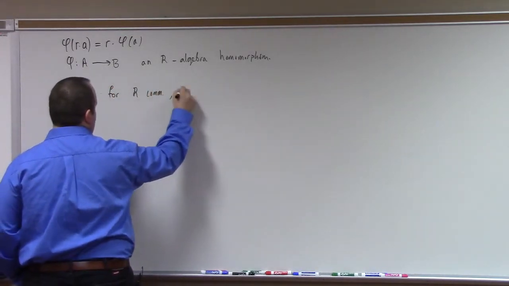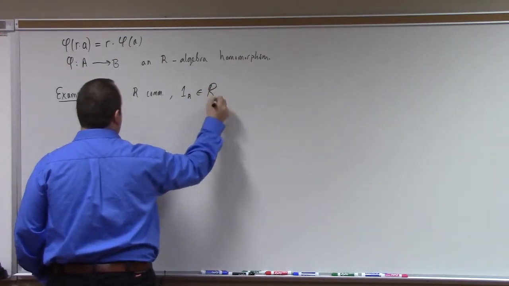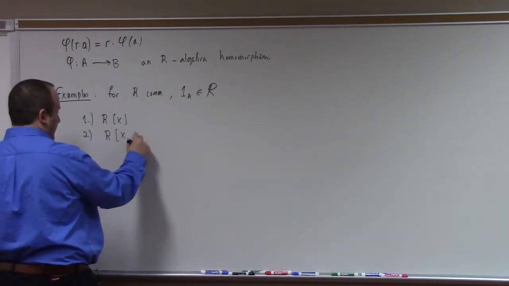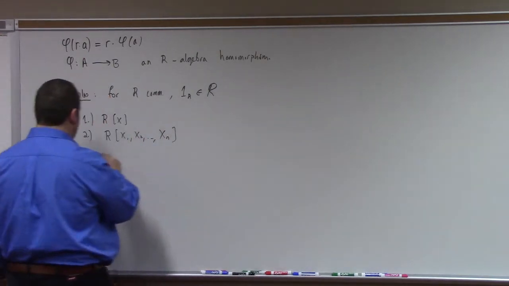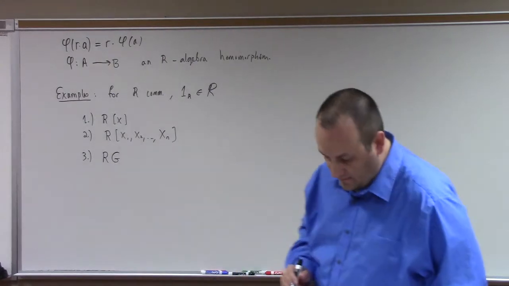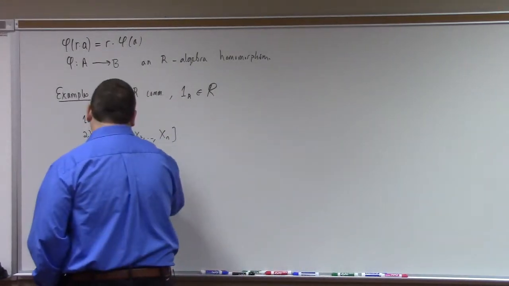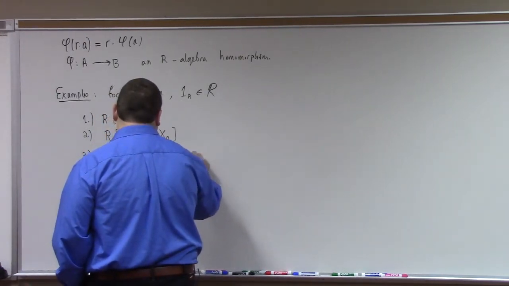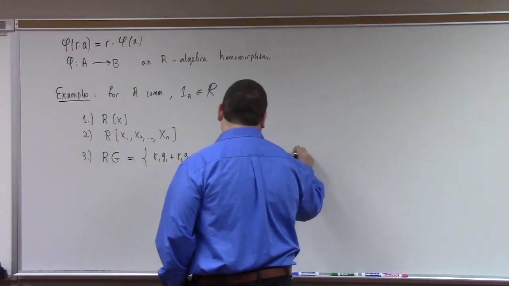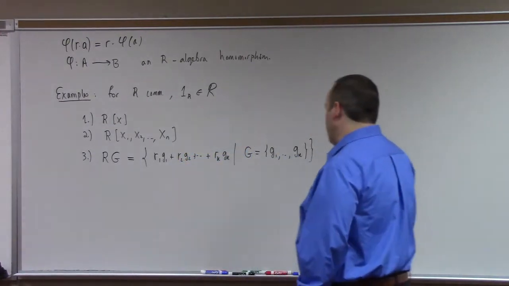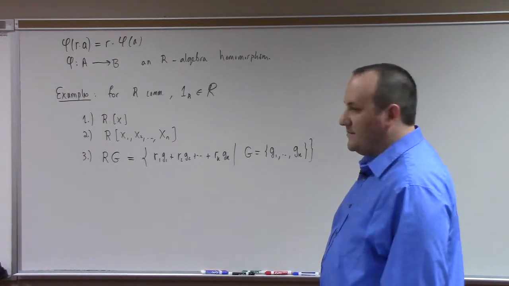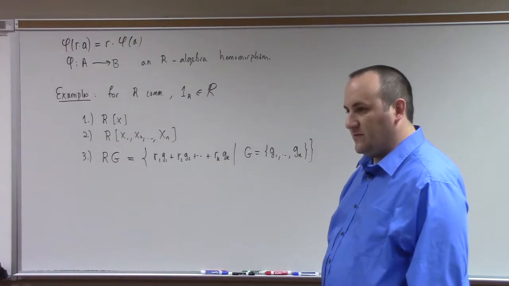For R commutative, some examples of R-algebras: polynomials, polynomials in as many variables as you like, and the very important group algebra RG. How do we define the group algebra for a finite group? This is r1 g1 plus r2 g2 plus through rk gk, such that G equals {g1, ..., gk}. So the group algebra is just the set of R-linear combinations from a group. And we're talking about a finite group. So this is a group algebra.